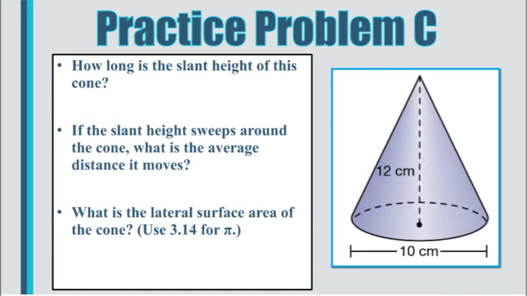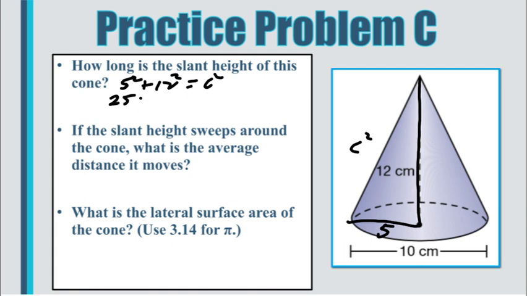Next, how long is the slant height of this cone? Again, we can use the Pythagorean theorem. The height is 12, that means this is 5. So we have 5 squared plus 12 squared should equal c squared. So 25 plus 144 equals c squared. 25 plus 144 gives us 169. Find the square root of 169. You get 13. So c is 13.